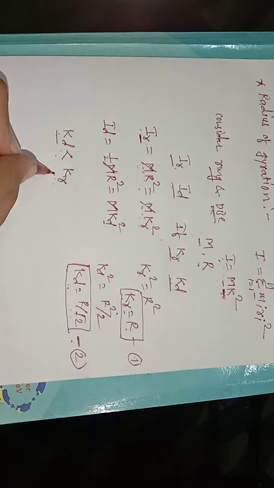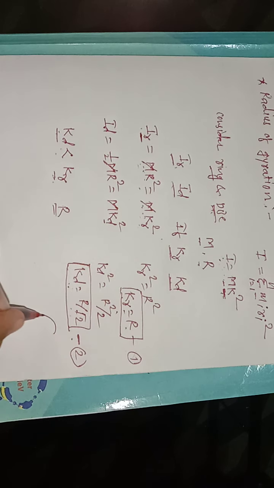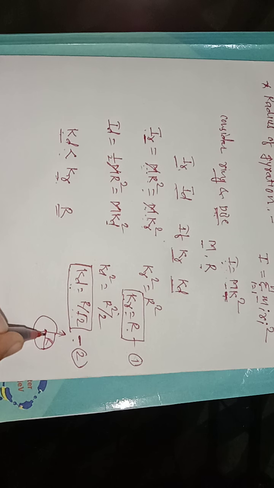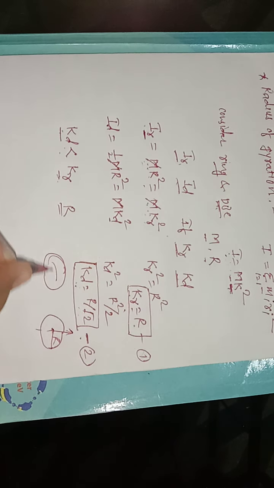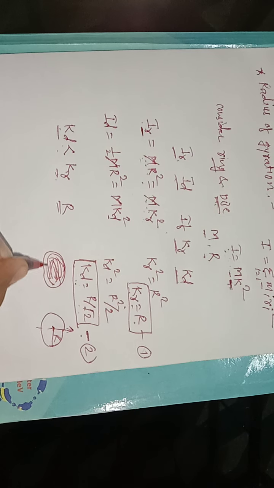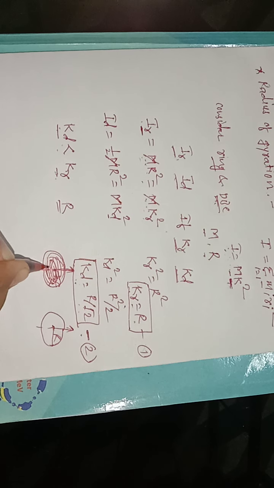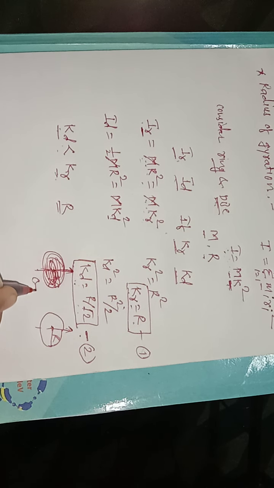That means in case of a ring, the mass is distributed at a distance R. Suppose this is a ring, this is the radius, and this is the axis of rotation. While in case of a disc, suppose this is the disc, this is the axis of rotation, and this is R. In case of the disc, the mass is distributed from 0 to R, that means from the axis of rotation to R.